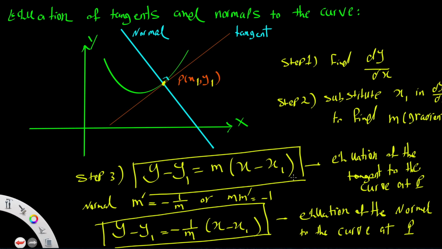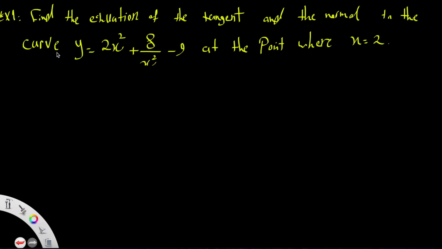Now let's see some more examples. Example number 1: find the equation of the tangent and normal to the curve y equals 2x squared plus 8 over x squared minus 9 at the point where x is equal to 2. Since tangent and normal are both straight lines, we need the gradient at one point. So to find the gradient, we need to differentiate this expression.